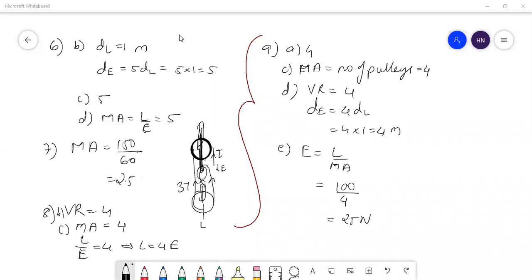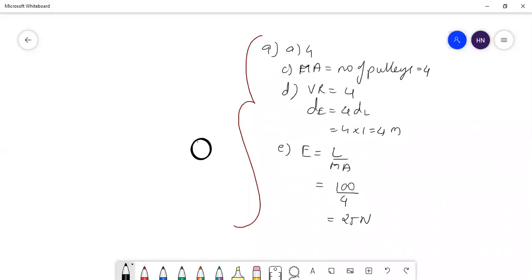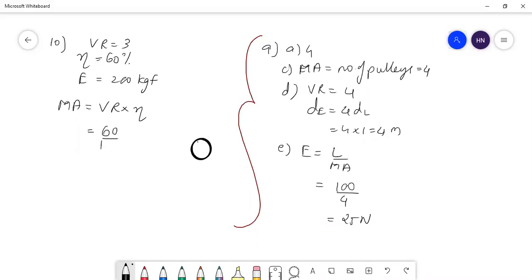So, sir, in the 10th one, the velocity ratio is 3, which means that there are 3 pulleys, and the effort is given as 200 kgf, and the efficiency is 60%. So 60% will equal the mechanical advantage upon the velocity ratio, which is 3. So you get mechanical advantage as 180 upon 100, 1.8.